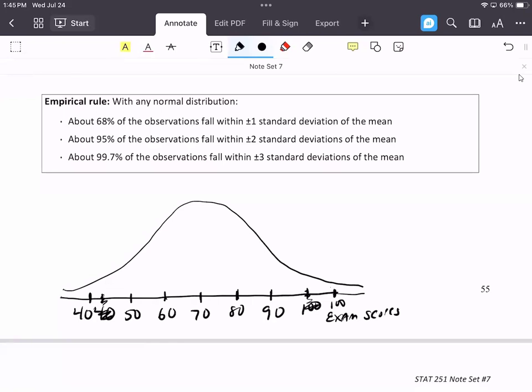About 68, the empirical rule, it's really helpful, tells us that about 68% of observations fall within 1 standard deviation of the mean. So we know the center here in this case is mu equals 70, so 68% of observations are going to fall right in here.